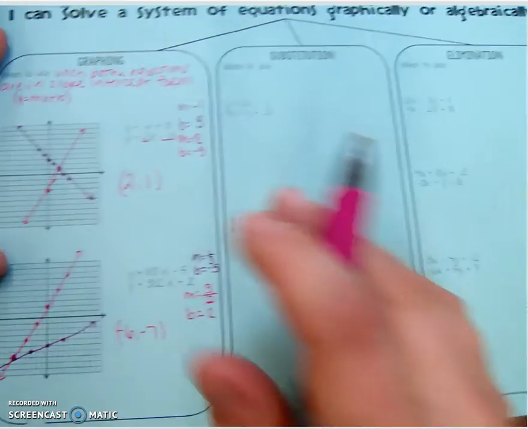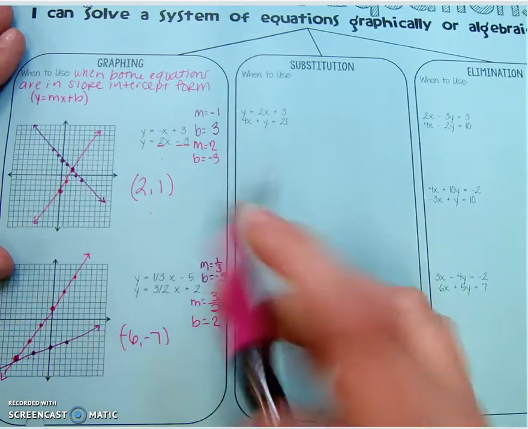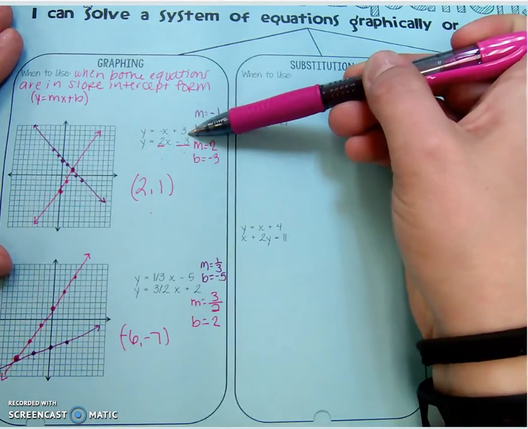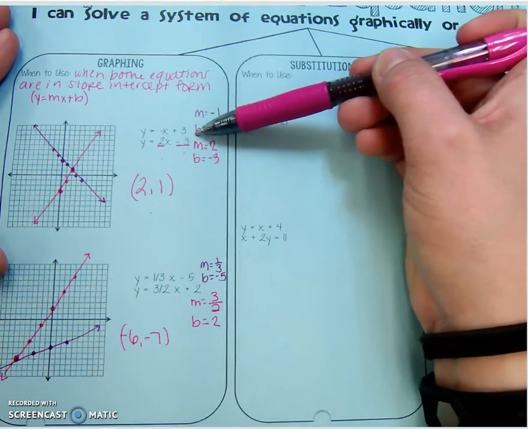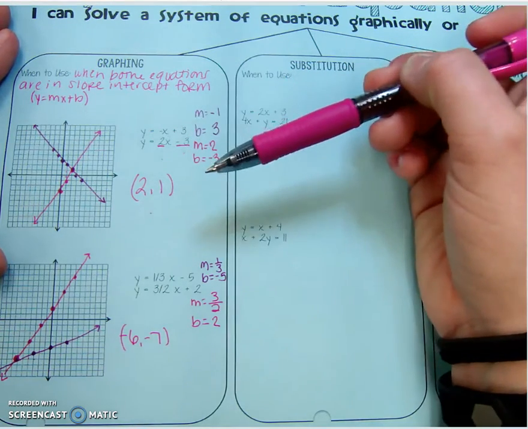So that's graphing. It's going to be the easiest to graph when both of those lines are already in slope-intercept form, or when it's going to be very easy to get both of those equations into slope-intercept form.